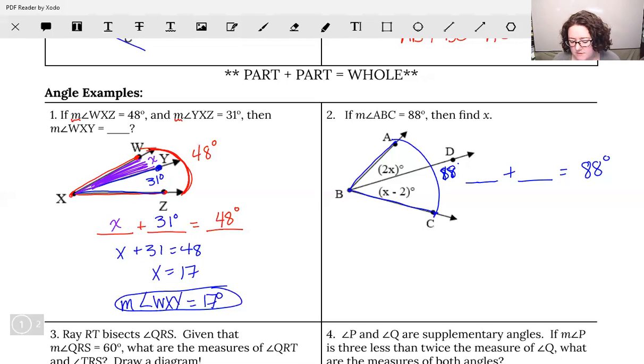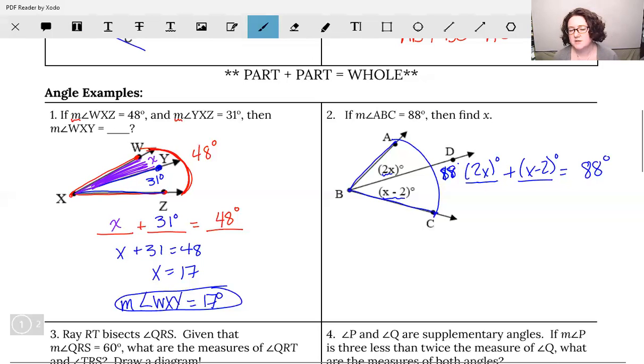So if the measure of angle ABC equals 88 degrees, then find x. Well, the only place I see x is actually those little expressions. We've got the 2x here and we've got the x minus 2. But those are labeling the two different parts. So we've got the top part and the bottom part. Well, if I add my parts together, they make the whole thing. So in other words, if I add together 2x degrees and x minus 2 degrees, I should get 88 degrees.